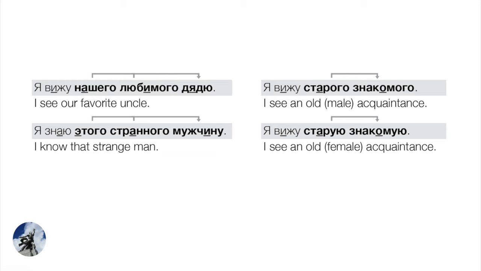Let's get another feminine ending example. Я знаю этого странного мужчину. Мужчина takes, again, feminine endings, мужчину, but everything else modifying it looks like masculine animate. Этого странного. Finally, what about a female acquaintance? Знакомая in the nominative. In the accusative, that's going to change, of course: а to у, я to ю. Я вижу старую знакомую.